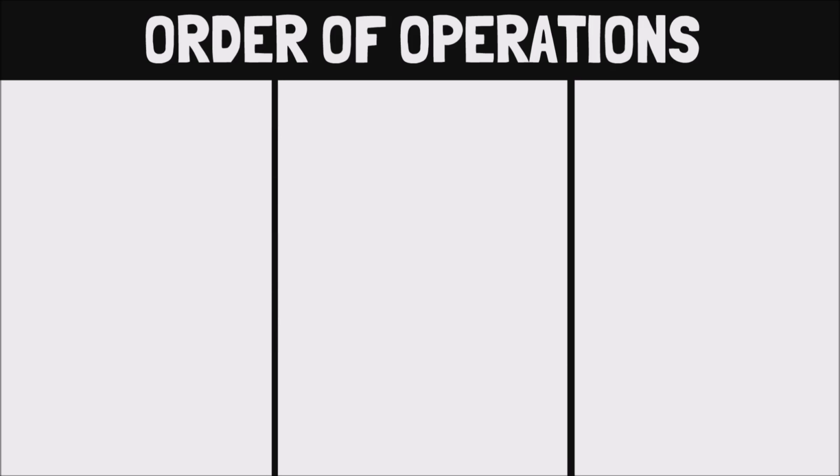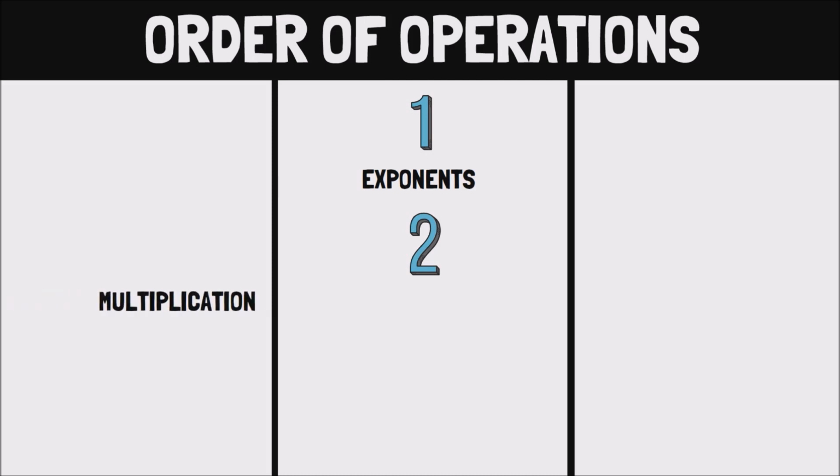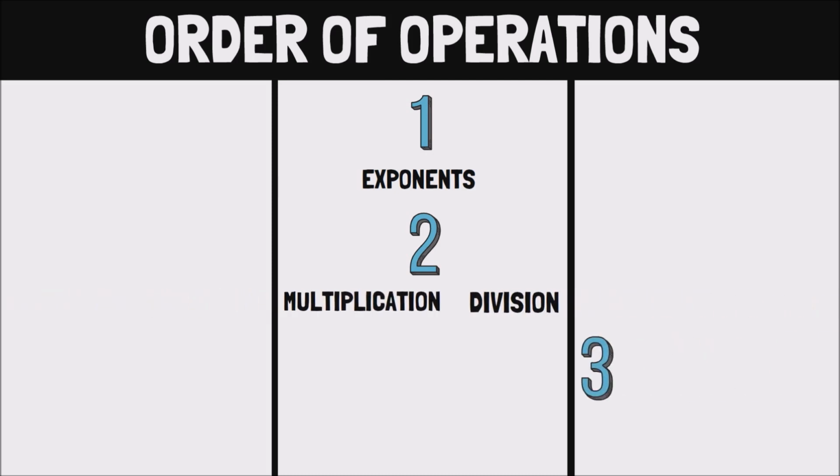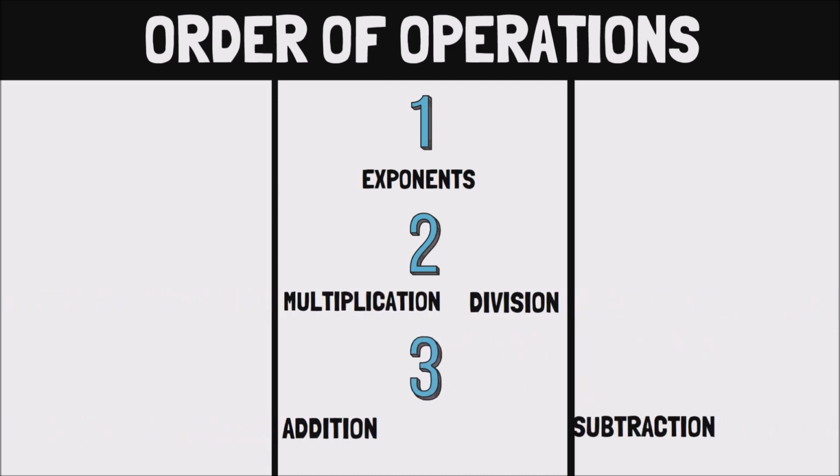So you can see that there is some rule in place on how we calculate numbers. We place exponents on the highest level, so they go first, multiplication and division next, and then finally addition and subtraction. But there are two more things to consider.